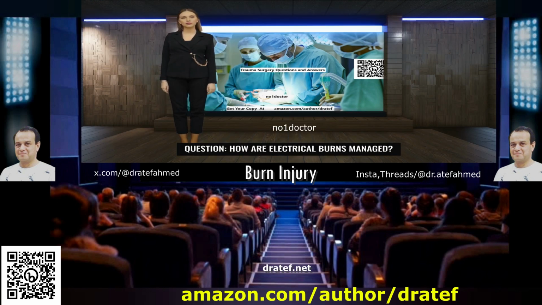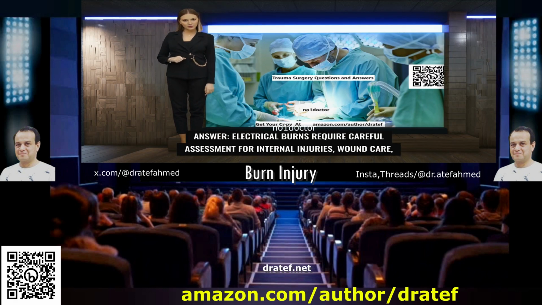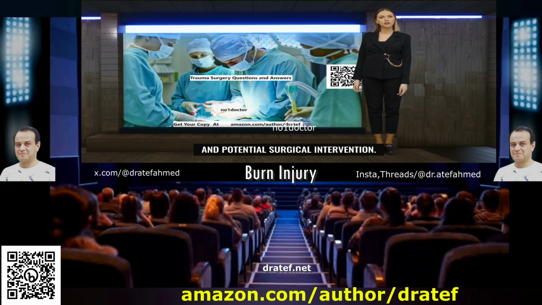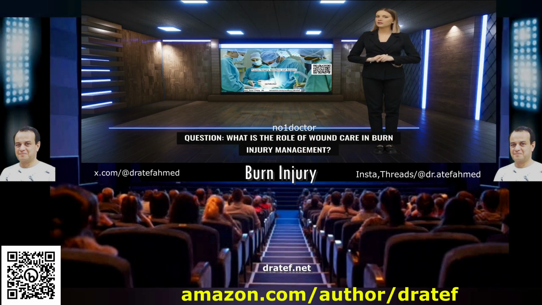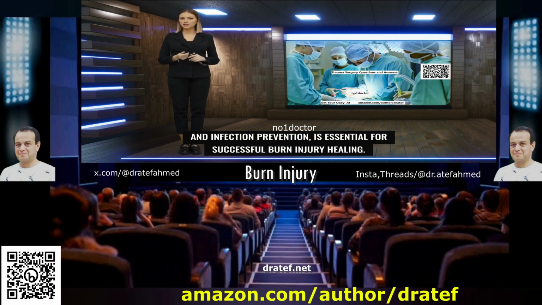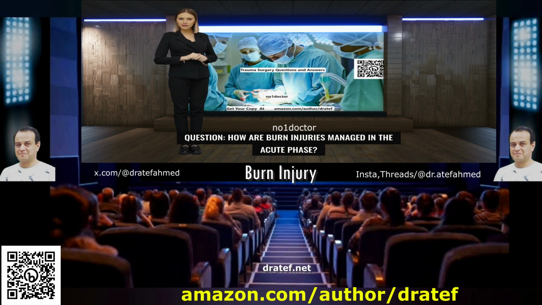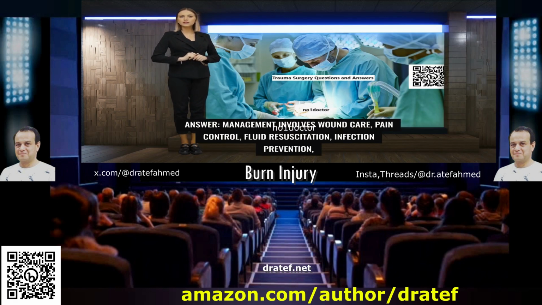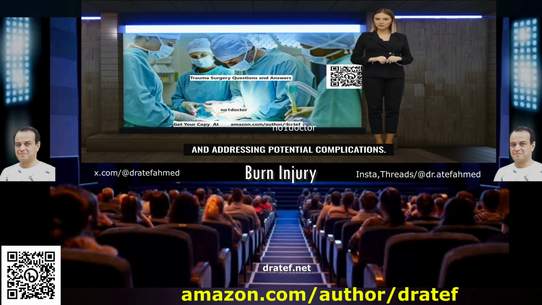Question: how are electrical burns managed? Answer: electrical burns require careful assessment for internal injuries, wound care, and potential surgical intervention. Question: what is the role of wound care in burn injury management? Answer: proper wound care, including debridement, dressing changes, and infection prevention, is essential for successful burn injury healing. Question: how are burn injuries managed in the acute phase? Answer: management involves wound care, pain control, fluid resuscitation, infection prevention, and addressing potential complications.